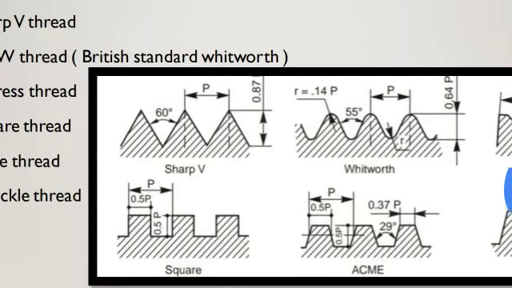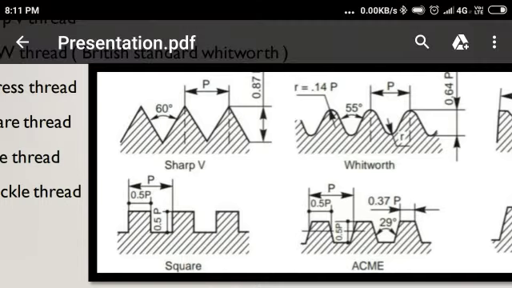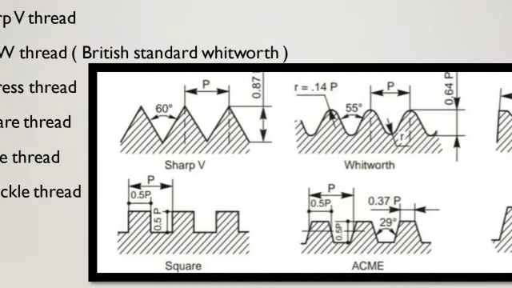Then what does 0.87 times pitch mean? In this figure you are seeing this p. It is the horizontal distance p, from one crest to another crest. Then what is the height? Let us take p as 30 mm. Then what should be the height? Height should be 0.87 times p, that is 0.87 into 30.